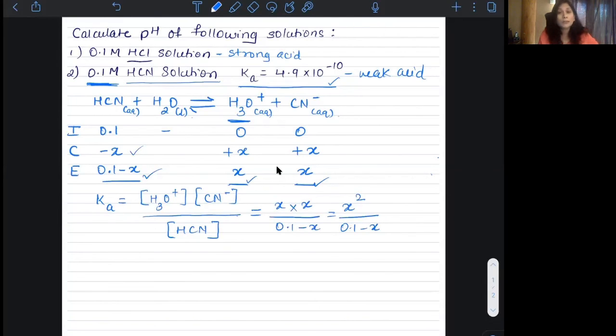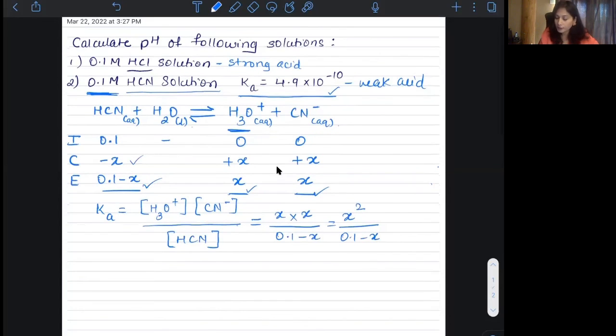All right. So since this X value, this change is very small, it could be 10 to the power negative 4, 5, 6. But since it is so small, 0.1 minus this small number is not going to be significant. Therefore, I can conveniently get rid of this negative X, and I can say that this is equal to X squared divided by 0.1.